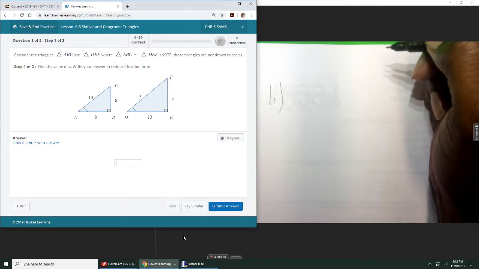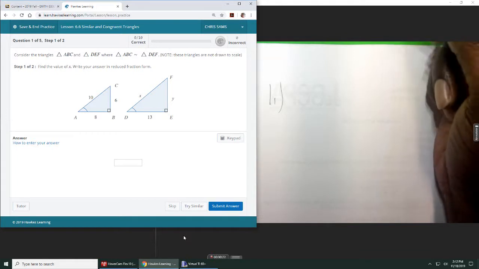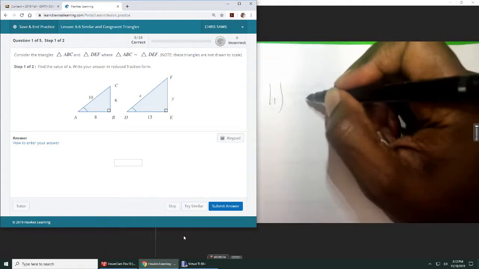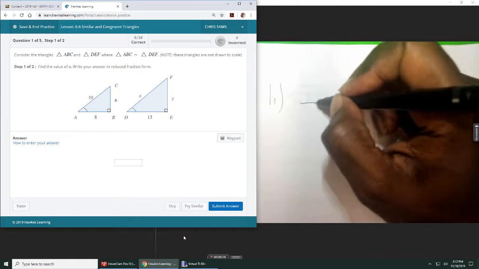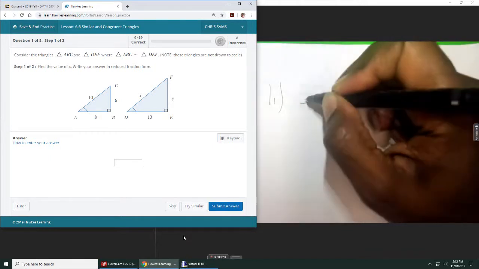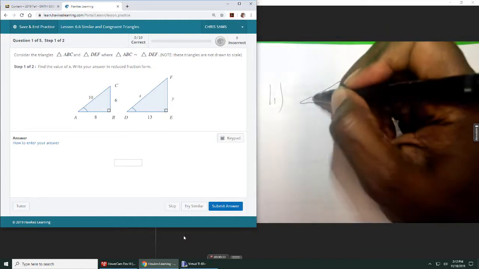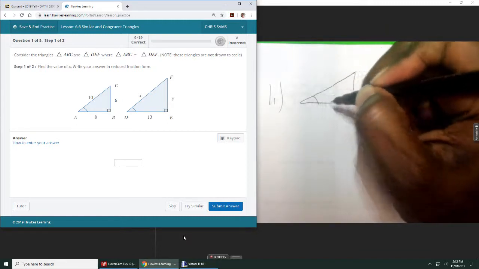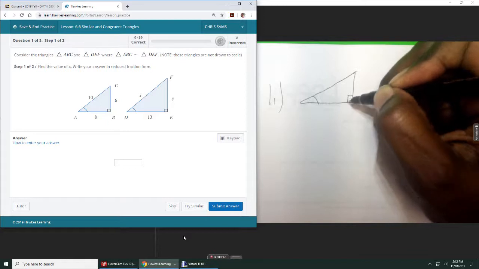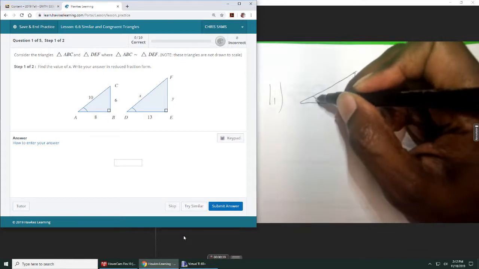I have corresponding angles. So I know that from the diagram, if you have two angles that are the same, then the third one has to be the same because the triangle adds up to 180. So they're showing me by design that this angle measurement and this angle measurement are different. This is 90, this is some acute angle.